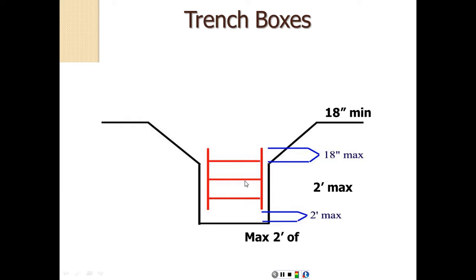So in trench boxes, again, the maximum space between the bottom of the trench box and of the excavation is going to be 2 feet, and here we have the minimum is going to be, it's not maximum, it's minimum, this is a typo, the minimum height difference between the edge of the trench box and the edge of the excavation is going to be 18 inches.